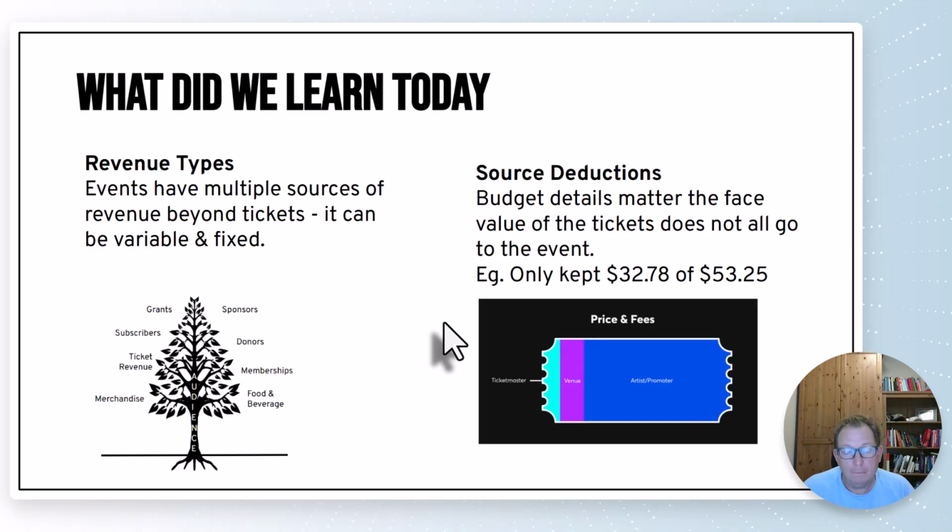Okay. So what did we learn here today? First off, the section of event math is about revenue. There are multiple types of revenue, and you need to account for them when doing budgeting. The other side of it is you really have to have a good understanding of source deductions and taxes and how they're dealt with.